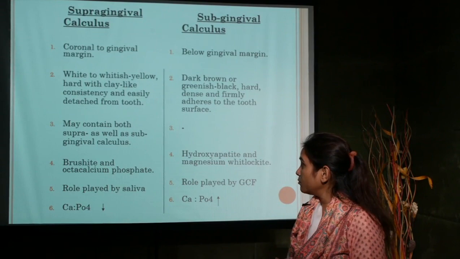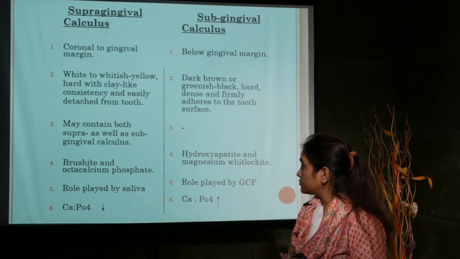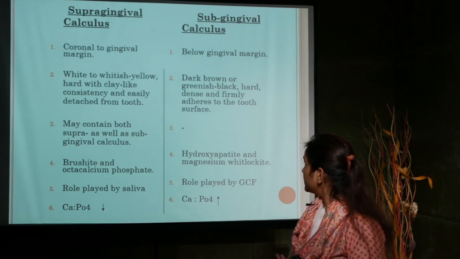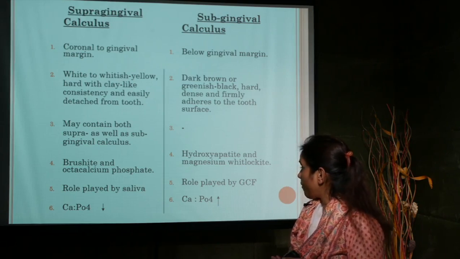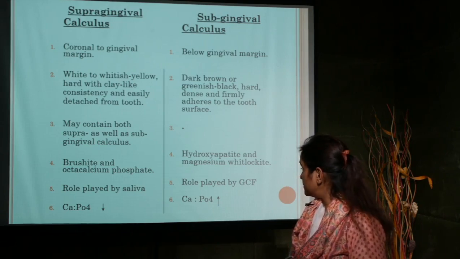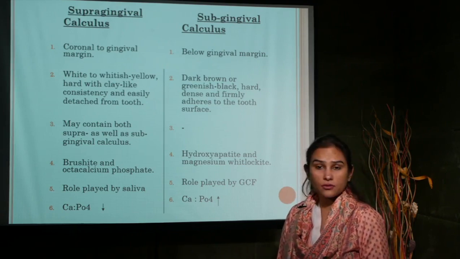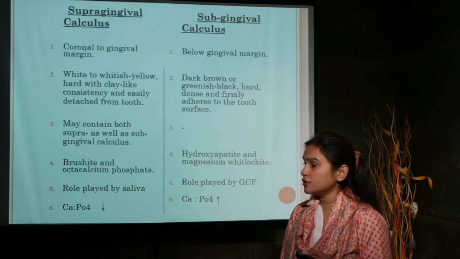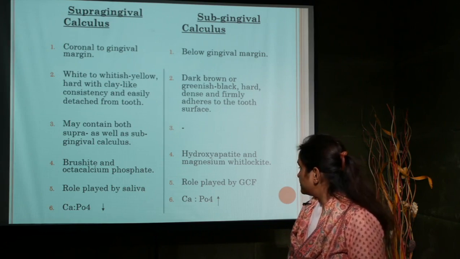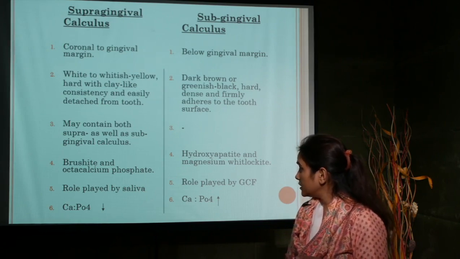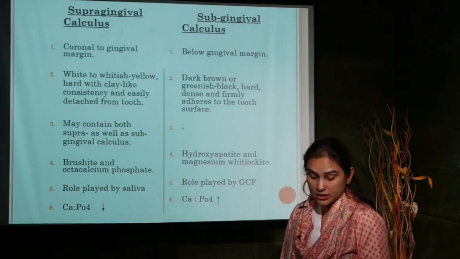Supragingival calculus may contain both supra as well as subgingival calculus. It consists of brushite and octacalcium phosphate, whereas subgingival calculus consists of hydroxyapatite and magnesium. In the formation of supragingival calculus, there is an important role of saliva, whereas in the formation of subgingival calculus, there is a role of GCF. In supragingival calculus, the calcium phosphate ratio is low, whereas in subgingival it is increased.